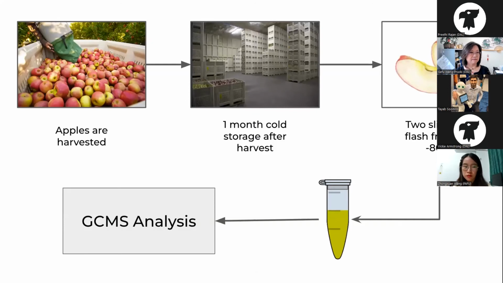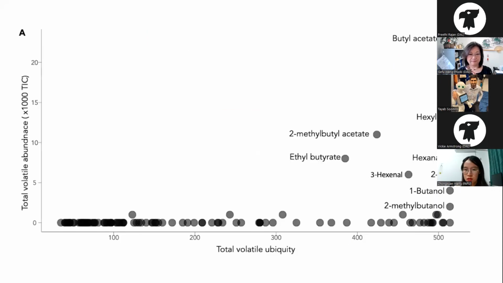So let's imagine a journey of an apple from a tree to the GCMS machines. Apples are first harvested, and after about a month of cold storage, the apples are sliced. 2 random slices are flash frozen and stored at -80 degrees until they're ready for GCMS analysis. When these samples are ready for GCMS analysis, they're blended and mixed with a salt solution, after which we can subject them to GCMS analysis to quantify the volatiles. So let's get started with some of the exploration that I did with the volatilome of these apples.